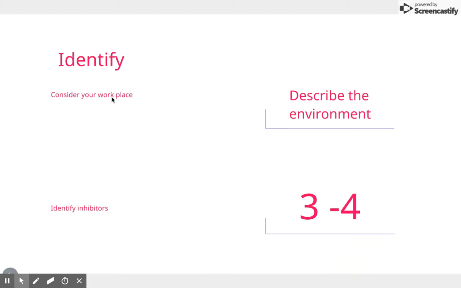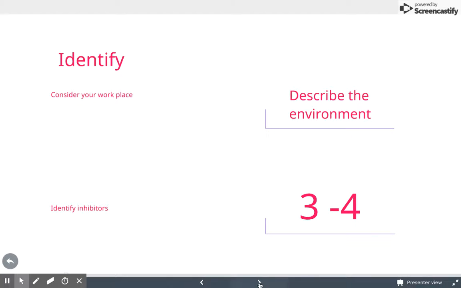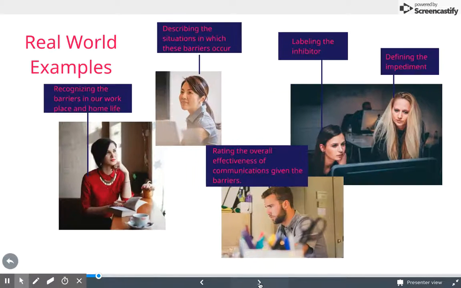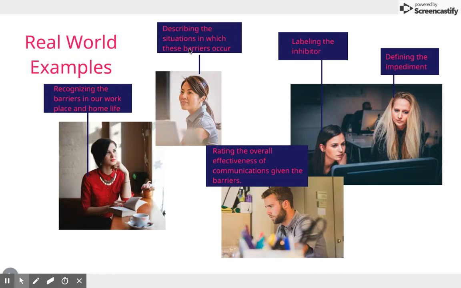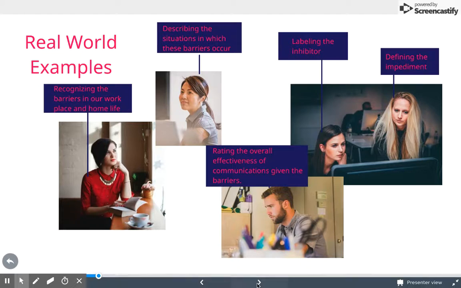And when I say work here, I mean also home life environment. Describe the environment. The environment is not simply just the nuts and bolts, the chairs and desks, but also the types of communication that take place in there. And then identify the inhibitors and list at least 3 to 4 of them. Once you've done that and everyone's finished, you're going to recognize that there are barriers in our work and our life's place. We're going to describe the situations in which those barriers occur. We're going to label them, define the impediment, define how it sets you back in communication, and then rate the overall effectiveness. Now, we've done that one.